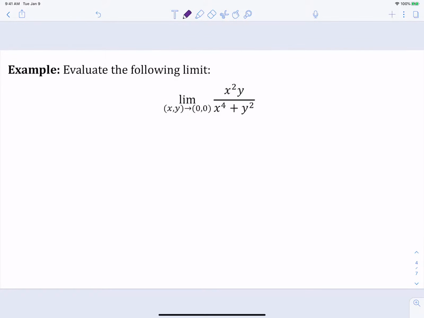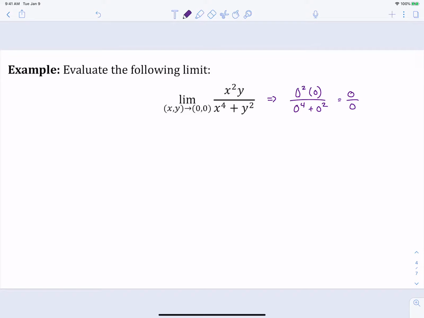So we've got the limit as we're going to 0, 0 of x squared times y over x to the fourth plus y squared. And this is a pretty standard kind of question that we want to look at. When we plug in the point 0, 0, which we still should check, you should always, with any kind of limit that you're taking, plug in the point that you're getting close to and see what happens. Well, this one we're getting 0 over 0, so that's not the most helpful.